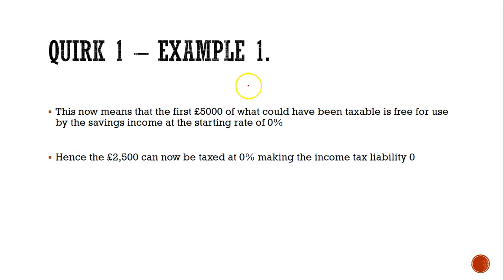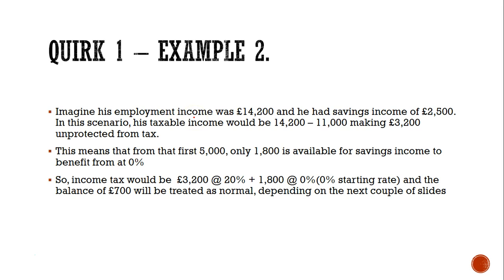And so I say that here. This means that the first 5,000 can be taxed at 0%, giving him an income tax liability of 0, which was not the case before. Before, this 2,500 would be taxed at 20%, but now, because of the starting rate, he would benefit from this.